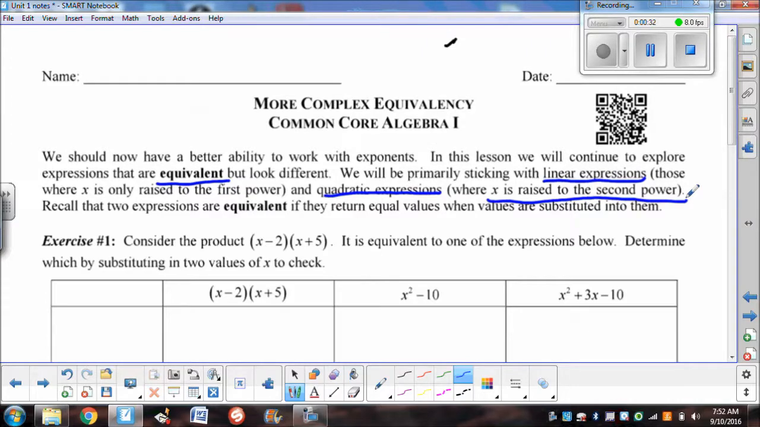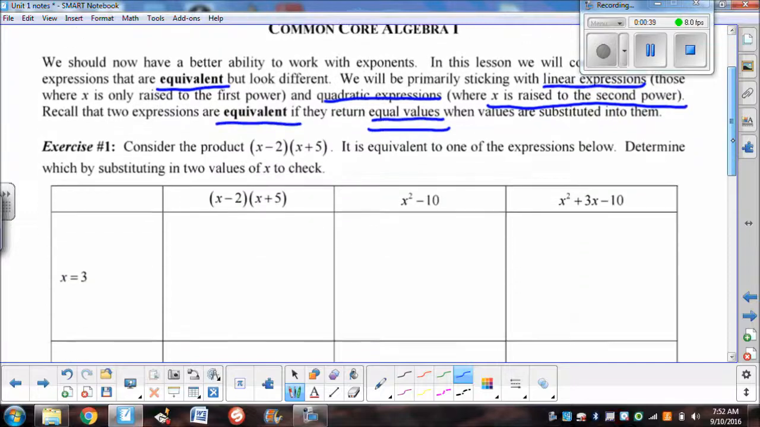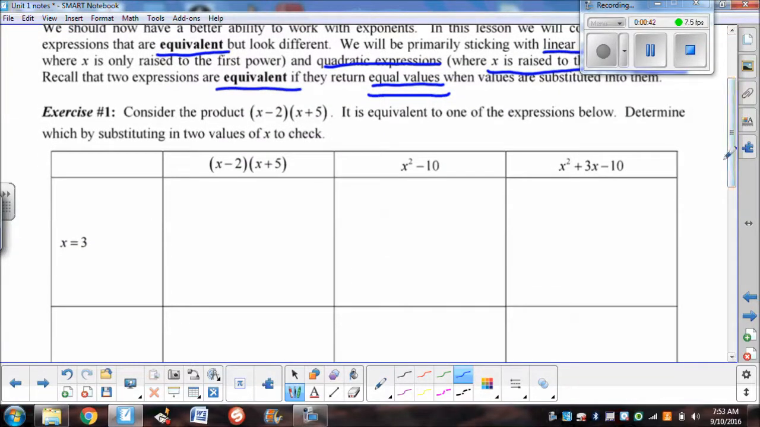Recall that two expressions are equivalent if they return equal values when the same number is substituted into them. So we have the expression in exercise 1, x minus 2 times x plus 5. It is equivalent to one of the expressions below. This expression is either equivalent to x squared minus 10 or this trinomial x squared plus 3x minus 10. Let's see which one it is equivalent to.